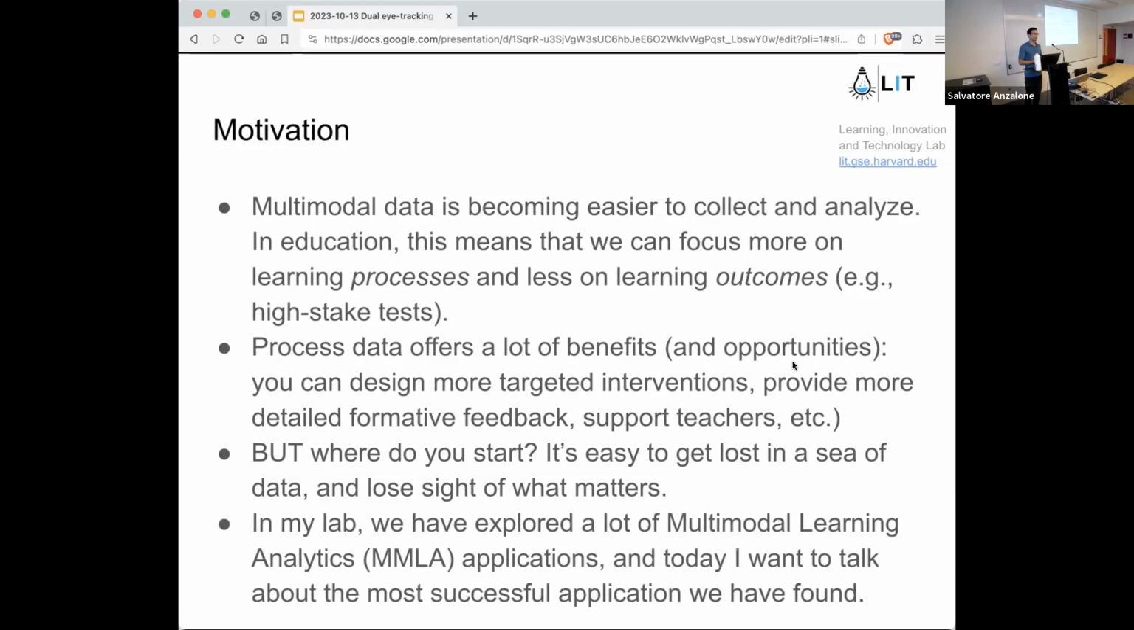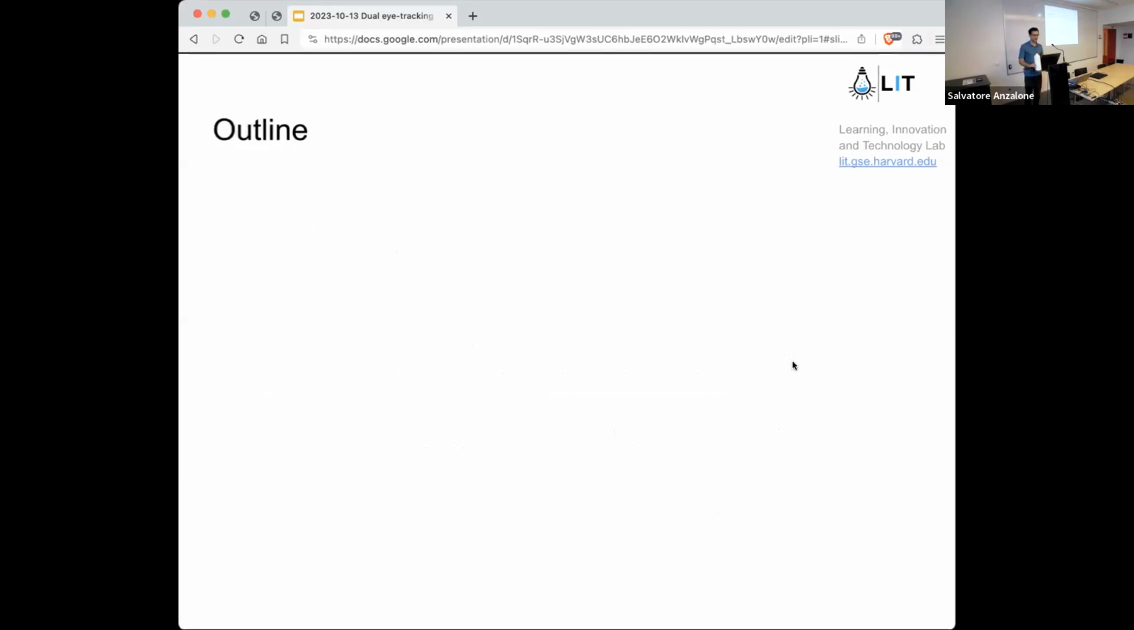So today, I want to focus on probably what is the most successful application that we found in this field. Instead of talking about all the things that didn't work, today I wanted to talk about one thing that actually seemed to work. So as you guessed from the title, this is going to involve dual eye tracking.